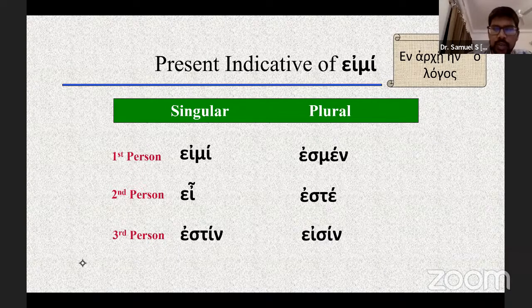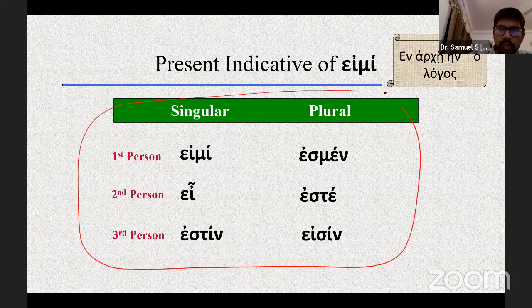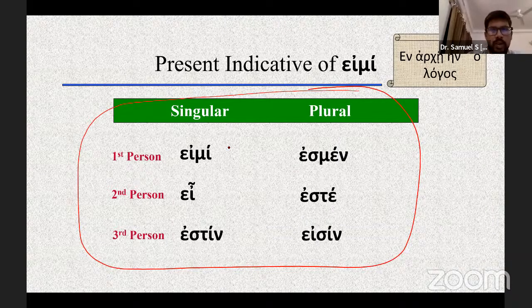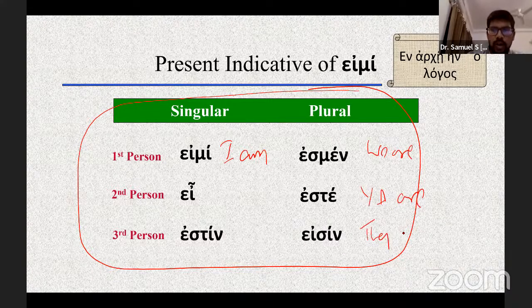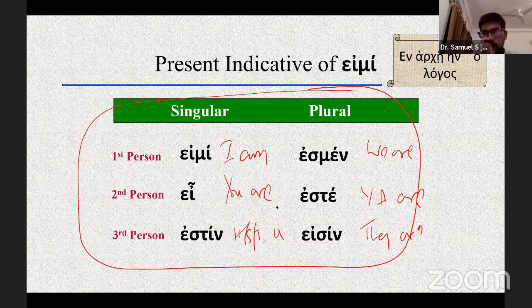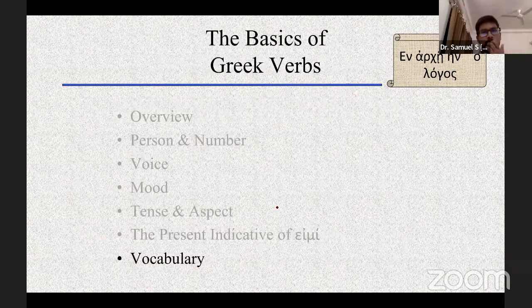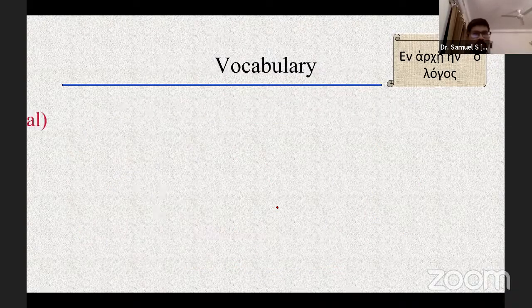Yeah. So please memorize this. This will be part of your assignment for this week. And please also write beside it the translation. I am, we are, you all are, they are, you are, he, she, it is, right? Along with this, you'll have to write it as assignment. Now, finally, vocab for this week.